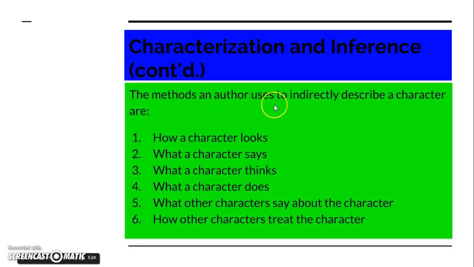So there are a few methods an author uses to indirectly describe a character. How a character looks, what a character says, what a character thinks, what a character does, what other characters say about the character, and how other characters treat the character. So it's kind of like in life. When we see other people in the world, they don't directly tell us, I'm a mean person, I'm a nice person, I have a chip on my shoulder, I'm sweet and kind. We infer it based on the way they act, the things they say, and the way other people treat them. Okay, so it's direct and indirect characterization.